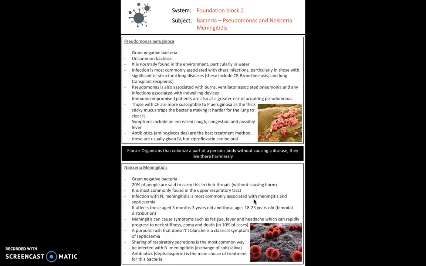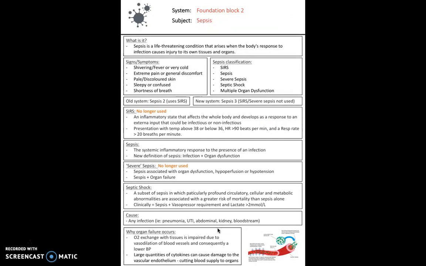So meningitis causes symptoms such as fatigue, fever and headache, and meningitis has been covered elsewhere in clinical cases. Having a purpuric rash that doesn't blanch is also a classical symptom of septicemia, and a good way to differentiate that septicemia has developed.